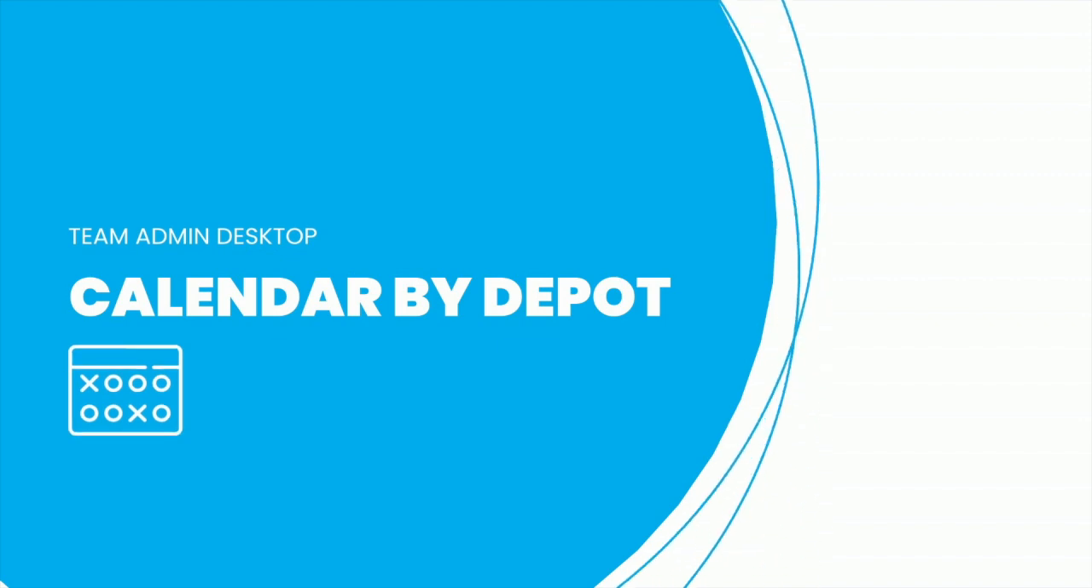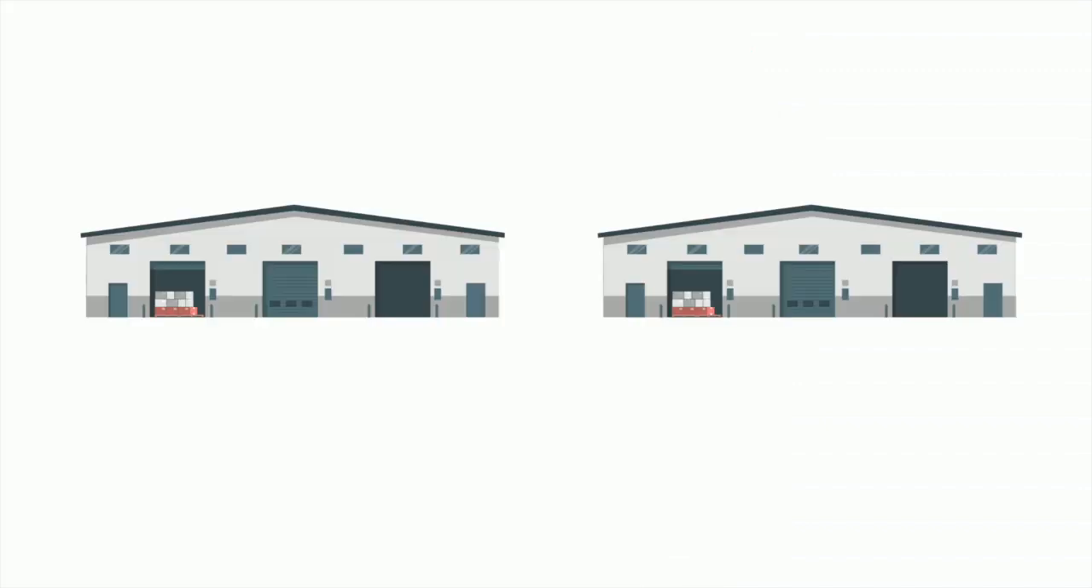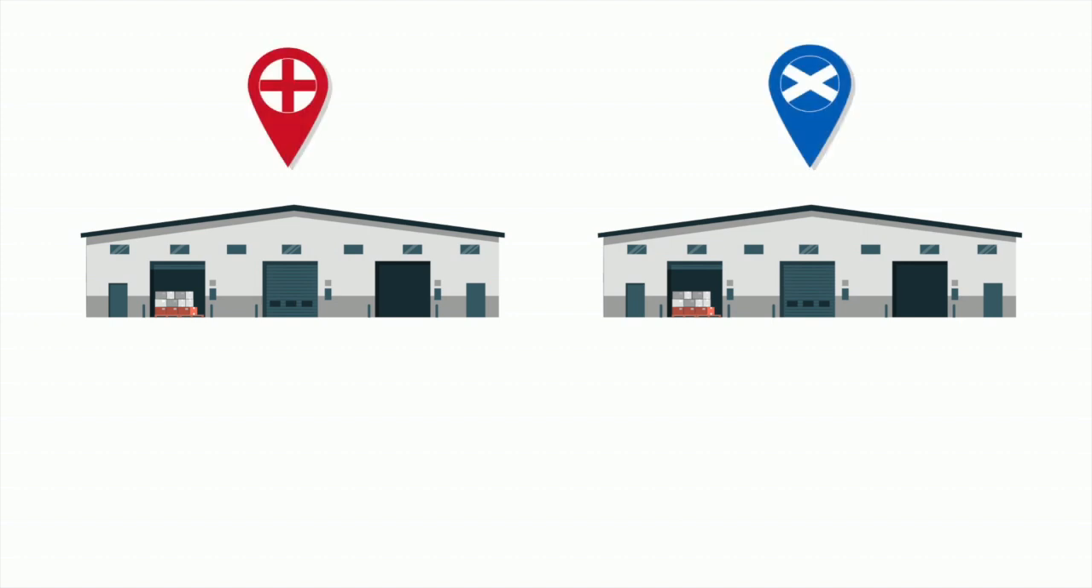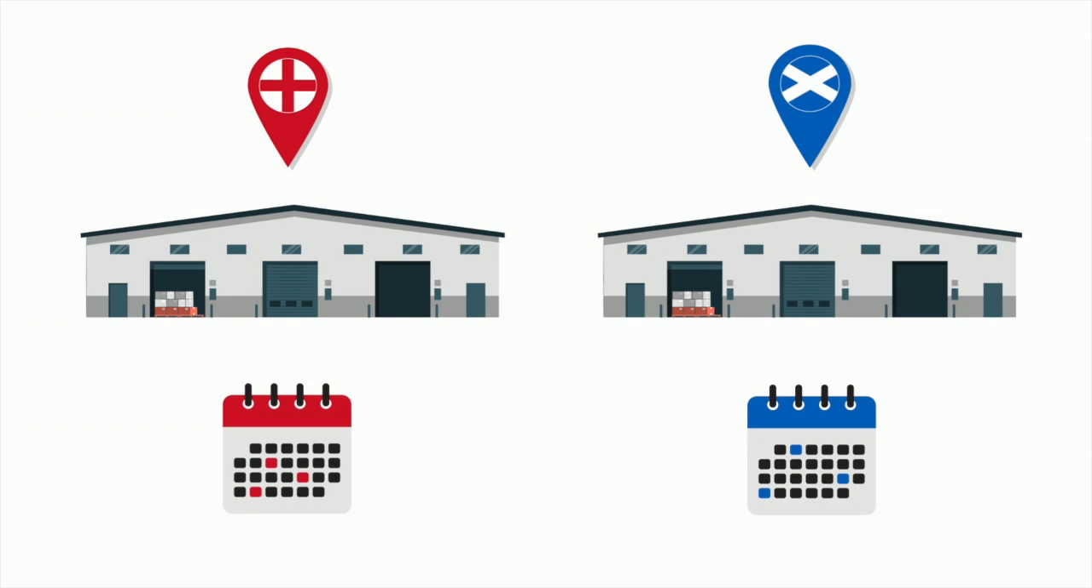We've added the ability to have separate calendars for each depot. This is useful, for example, if you were to have two depots, one in Leeds and one in Glasgow. England and Scotland can have different days for bank holidays, so it's better to have individual calendars so that you have a clearer view of driver availability.